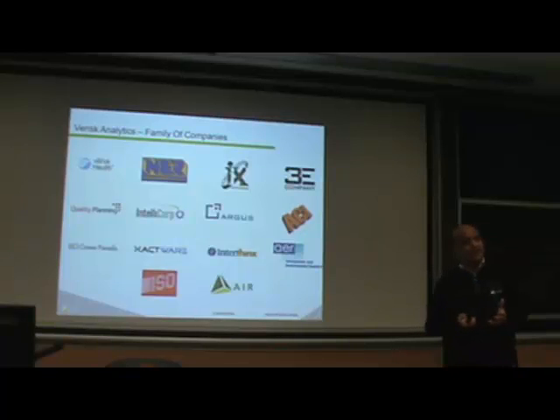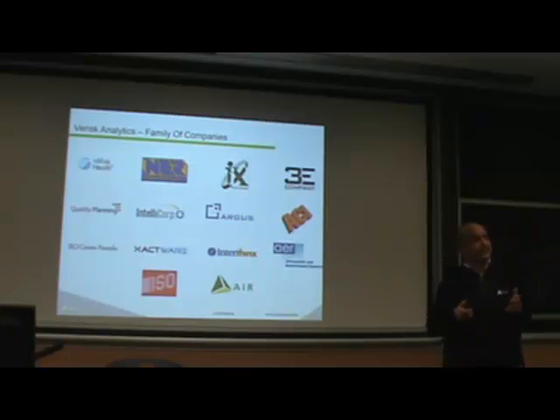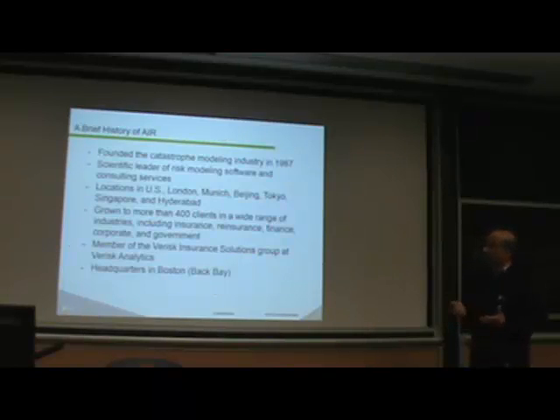So we have the Verisk family of companies, which are associated with helping insurance companies in different sectors, like health insurance, property insurance, life insurance, all of these different fields of insurance. The sectors of the insurance market are serviced by the Verisk family of companies. AIR is one of the bigger parts of Verisk. So, a brief history of AIR.